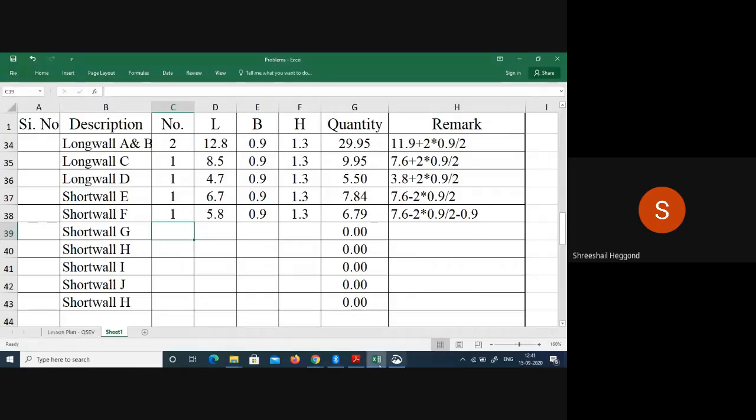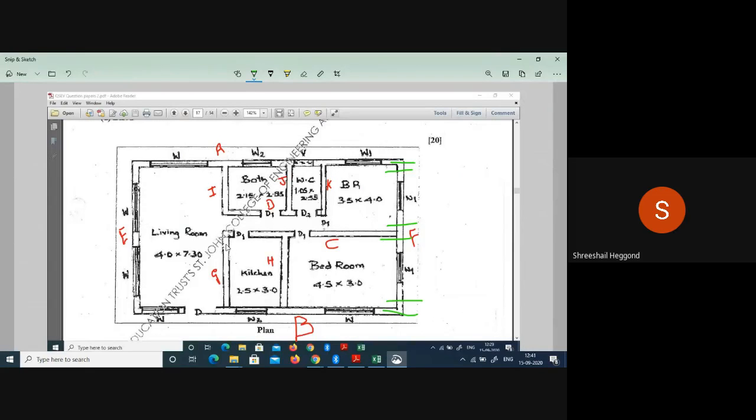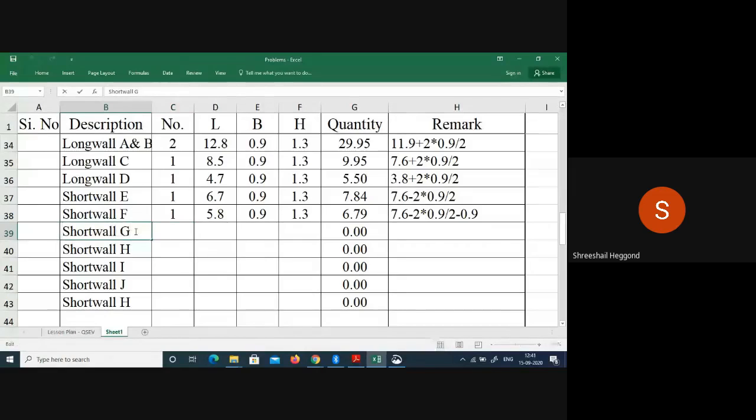Next is short wall G. G is of this wall. The length of G wall is 3 meter. Center to center, if you are considering, it will be of 3.3. Both the side long walls are already existing, therefore you need to deduct both the side. G and H can be written in one stretch because both will be of same length. There is no other T junctions in between. G and H I'll write in one stretch. Number I'll write 2.